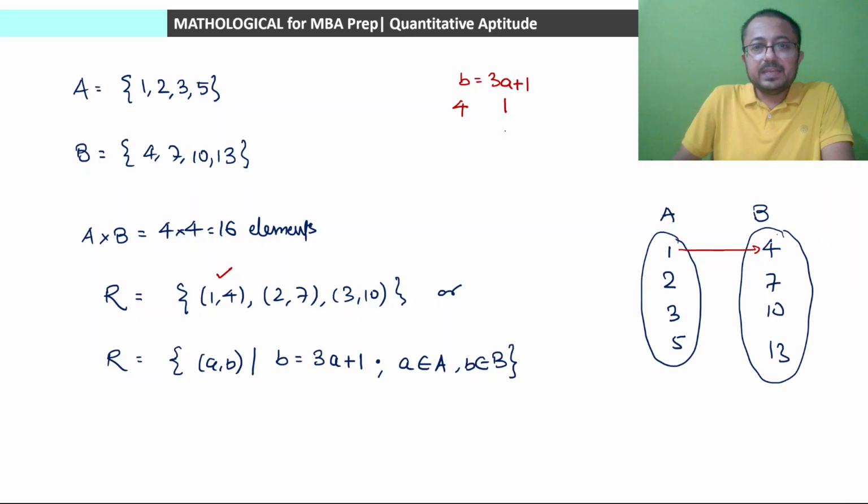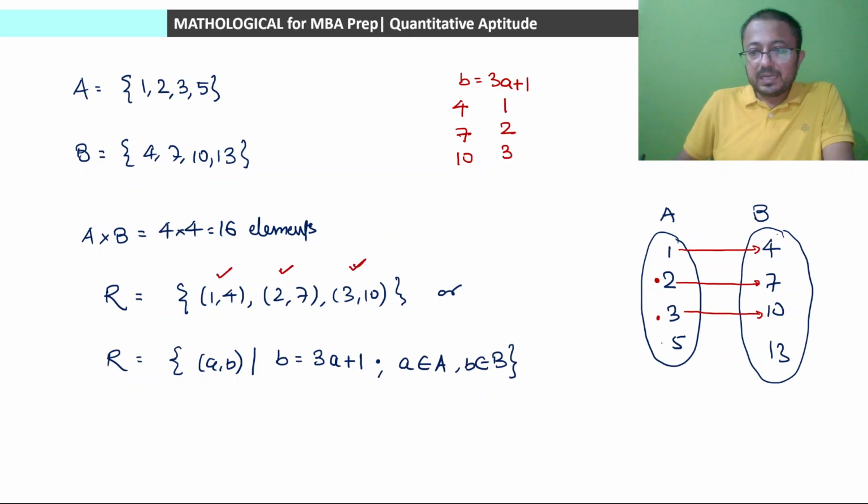Similarly, if we take A is equal to 2, the second element of set A, in that case B becomes equal to 7. So 2 is related to 7. That is our second ordered pair. Similarly, if we take the third element of set A, that is equal to 3, so 3 into 3 plus 1 is equal to 10. And 10 is also there in set B. So 3 is related to 10, the third ordered pair.